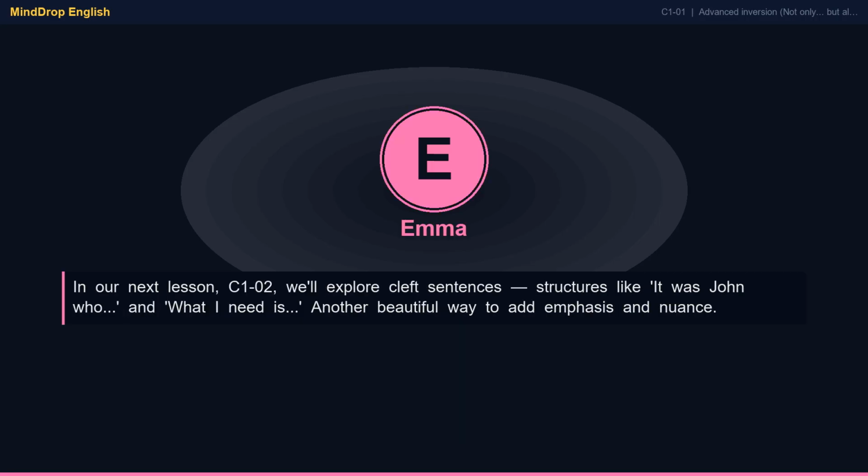In our next lesson, C102, we'll explore cleft sentences. Structures like, it was John who, and, what I need is. Another beautiful way to add emphasis and nuance.